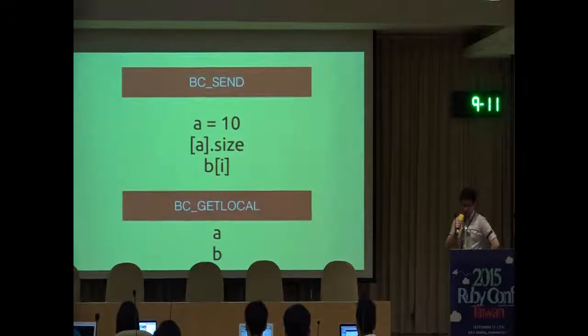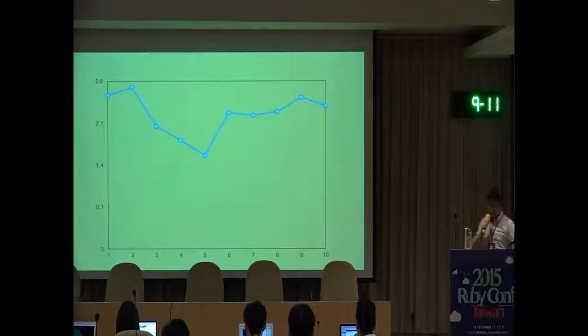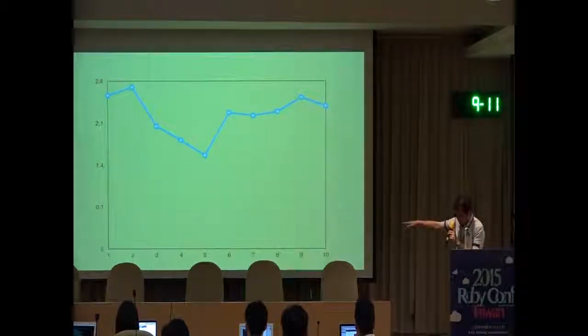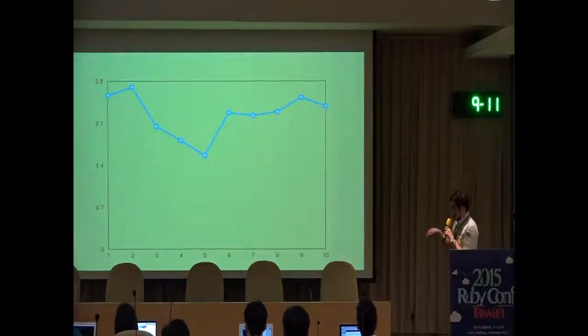So what will happen when we allow a transaction to continue executing past more than one trigger point? Now let's bring back our old friend, the pi calculation benchmark. This graph represents the running time of that benchmark. The x-axis is the trigger points threshold from 1 to 10. For example, 1 means when I encounter a single send or get local, I will commit and validate. And 2 means I need to encounter 2 of those, etc.